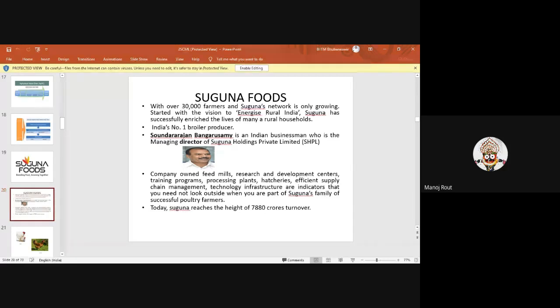The most important thing about Suguna Foods is that Suguna reaches the highest turnover of 7,880 crores, and it happened due to the efficient value addition in the case of supply chain management. How they implement the value addition in the supply chain, I will show in the next slide.